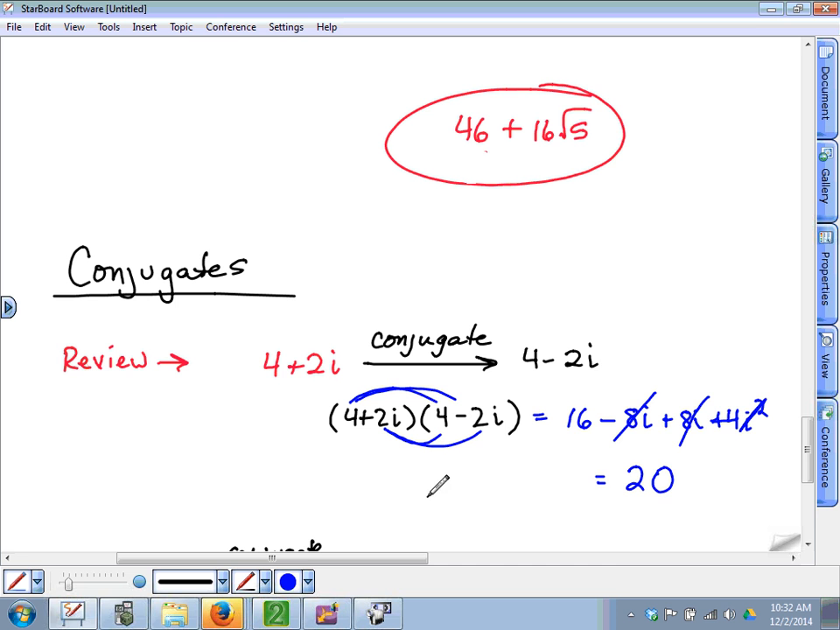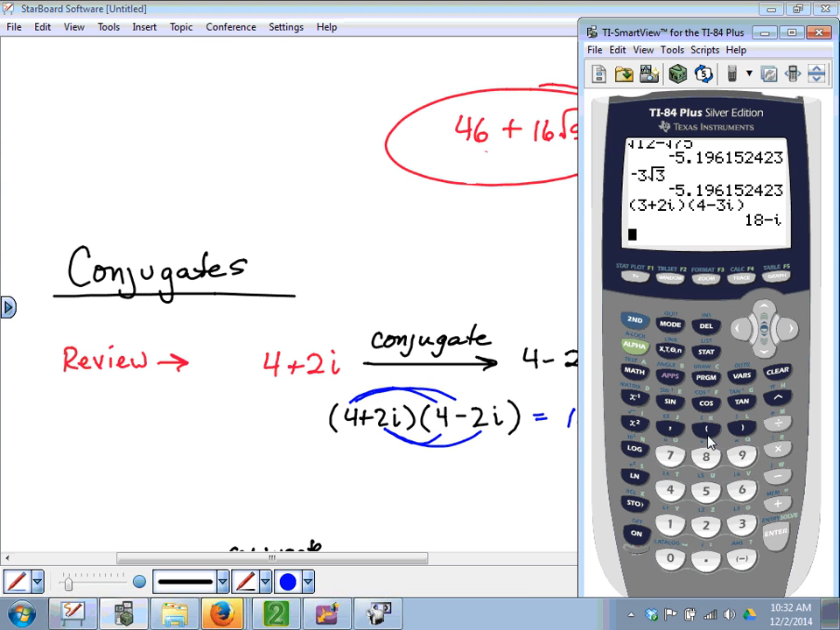Well, that's just super. Again, you could have done that on your calculator too with i's. 4 plus 2i times 4 minus 2i. Look at that, it's 20. Dang, we're so smart.